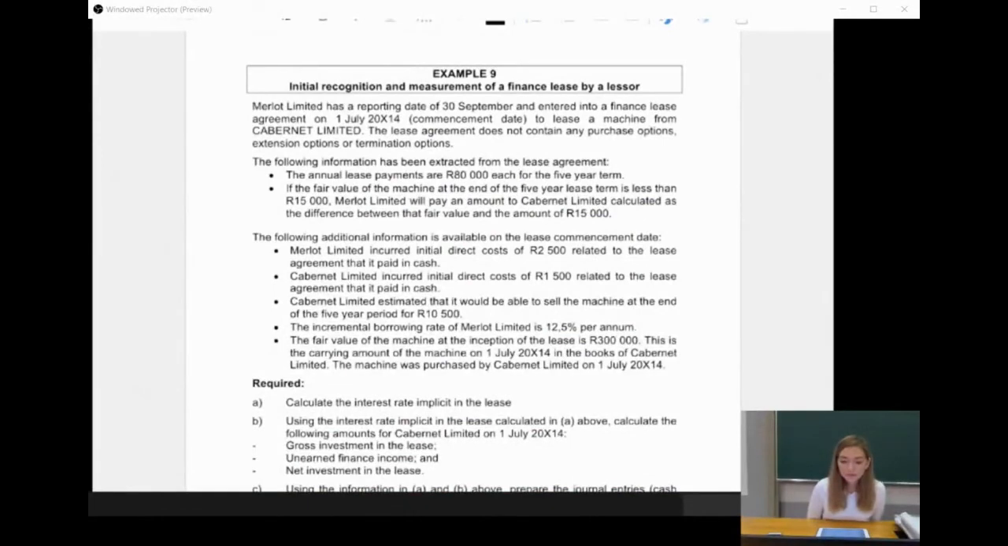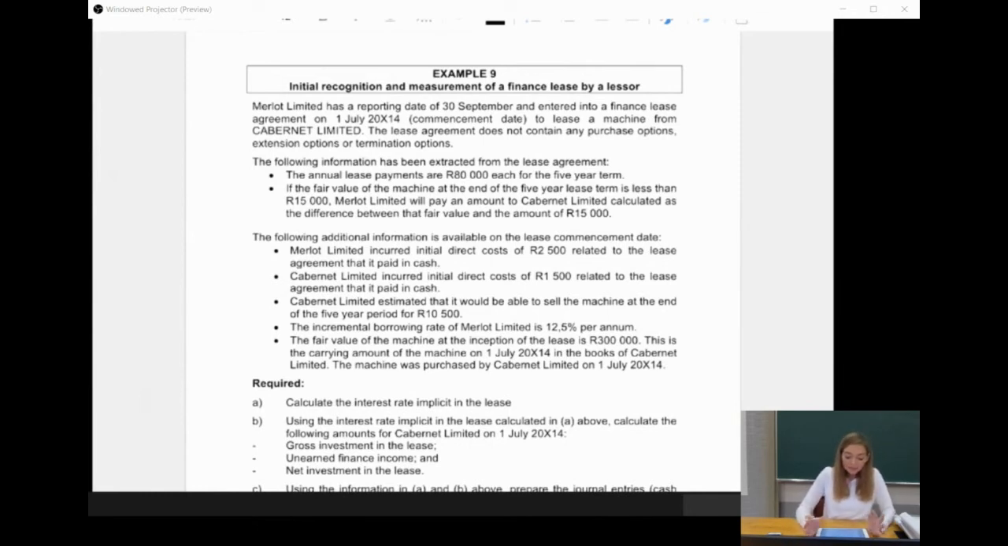I'll just give you a second before we do the example. Anyone else with a quick question? Okay, it seems everyone's happy so far. Okay, let's look at the initial recognition. Maybe after the example you will have some questions.